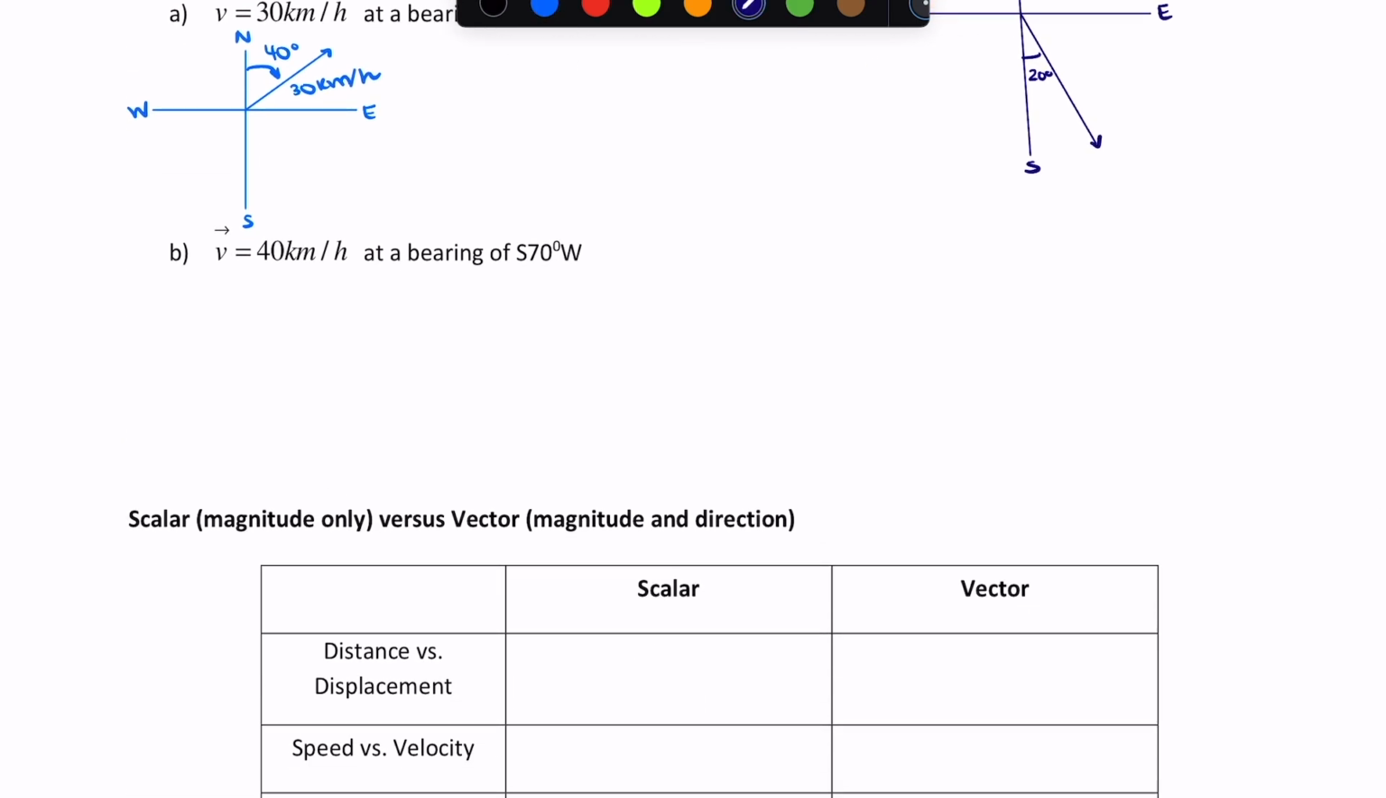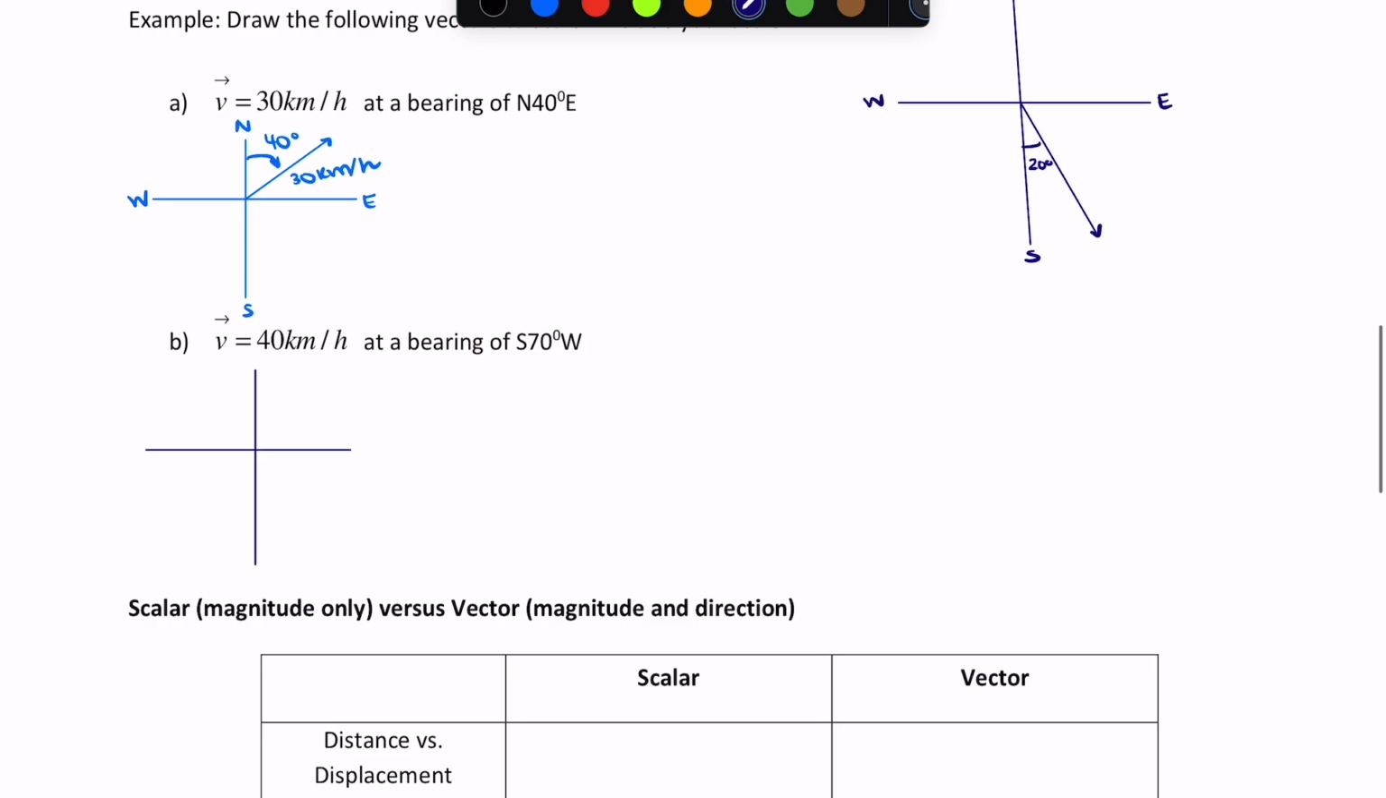This next one has a vector quantity of 40 kilometers per hour at a bearing of 70 degrees west of south. So we'll label north, east, south, and west again. And so this is 70 degrees west of south. It's closer to the west from the south. Here it is 70 degrees, and our vector quantity is 40 kilometers per hour.